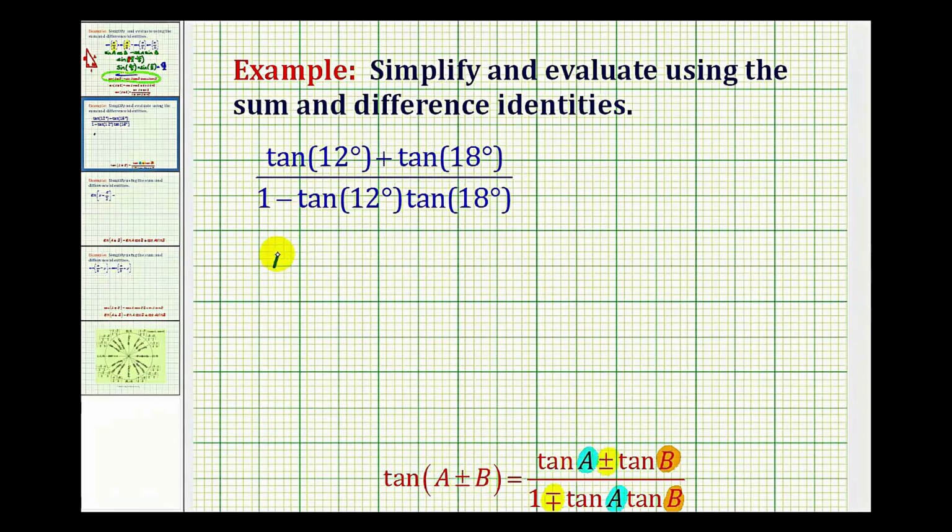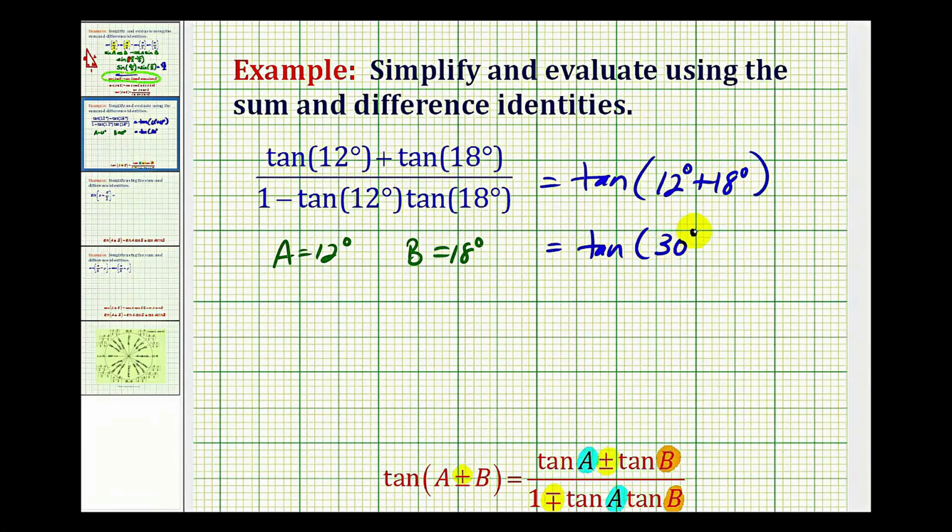So angle A is 12 degrees, angle B is 18 degrees, and then we have a plus sign in the numerator and a subtraction sign in the denominator. So if we use a plus sign here, notice how we're using the top operation, and we're also using the top operation here. Therefore, we'll be using the top operation to combine angles A and B. So this is equal to the tangent of 12 degrees plus 18 degrees, which is equal to the tangent of 30 degrees. So we can use that 30, 60, 90 reference triangle again to determine this function value.